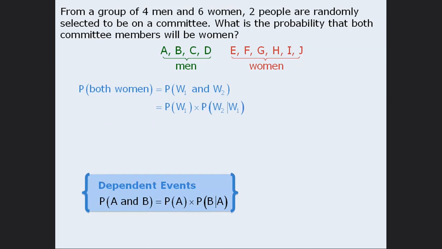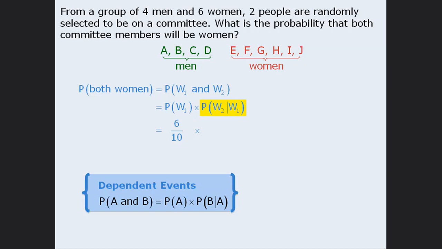Let's begin with this probability, the probability that the first person selected is a woman. Well, there are 10 people altogether, and 6 of them are women. So the probability that the first person selected is a woman is 6/10. Now for the next probability.